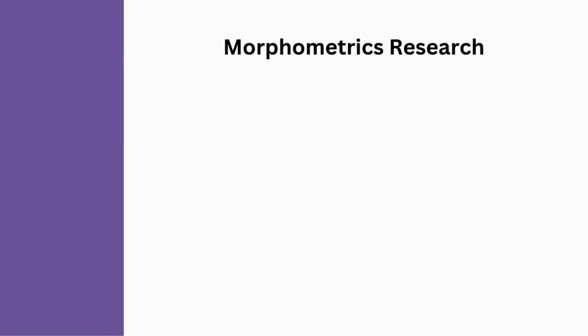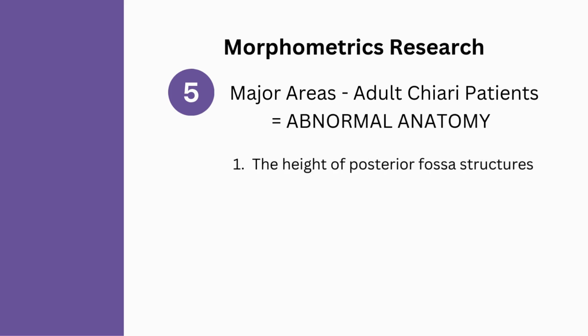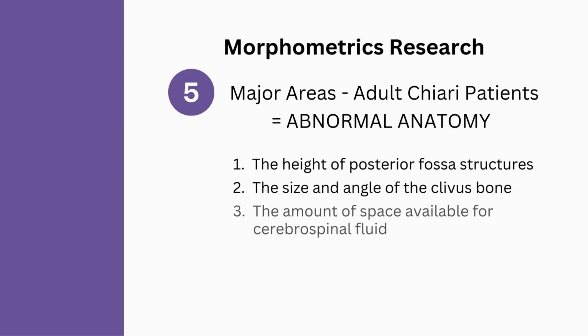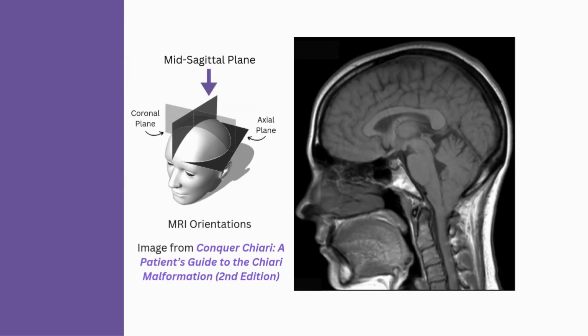In general, morphometrics research has identified 5 major areas where adult Chiari patients tend to have abnormal anatomy: the height of posterior fossa structures, the size and angle of the clivus bone, the amount of space available for cerebrospinal fluid, the Odontoid process, and stabilization of the Atlanto-occipital and Atlanto-axial joints.